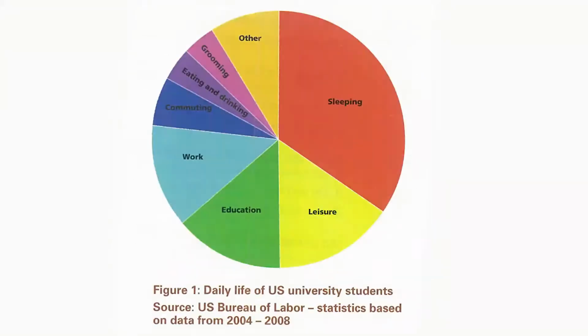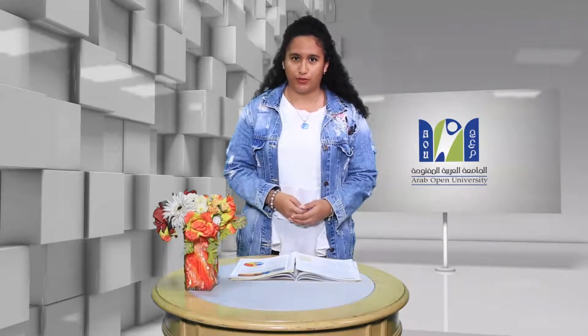As we can see here in the figure in front of you, which is a pie chart, it's about the daily life of the US university students. And the source is US Bureau of Labor statistics based on data from 2004 till 2008. Now, after having read that article, let's have a post activity together where you're going to see some sentences on your screen right now and we're going to mark them as true or false.